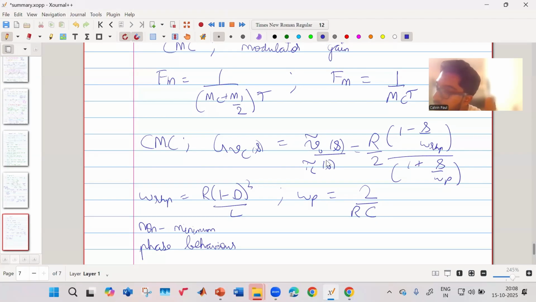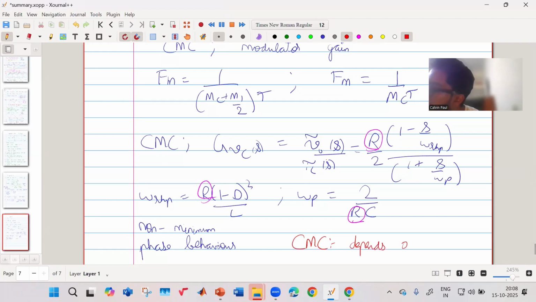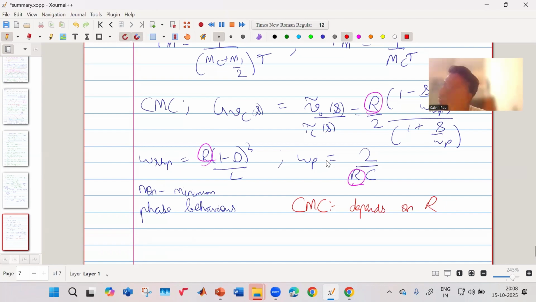Now, if you see this transfer function, it depends a lot on your R. Sorry. It depends on your R a lot. So that's why current mode control depends on your R, and your R will change a lot. So that is why current mode control has poor load transient performance.